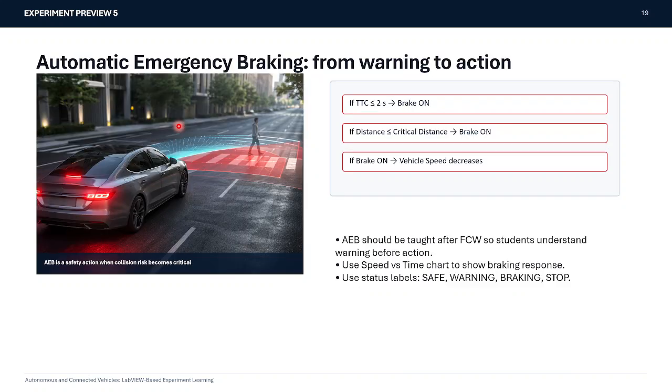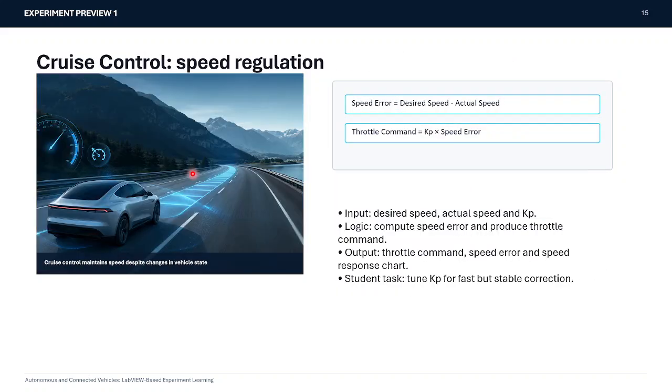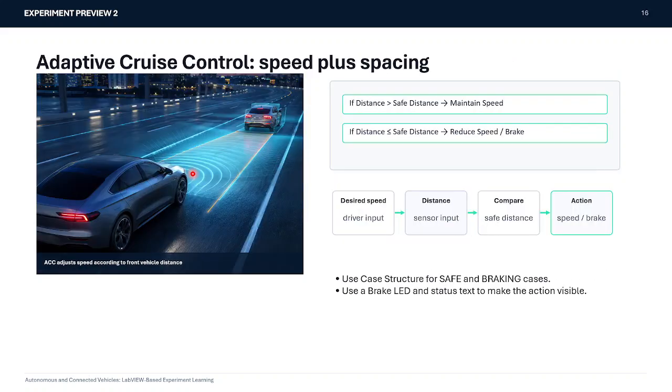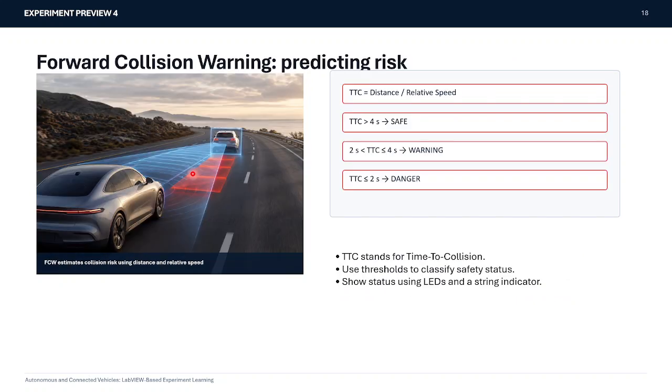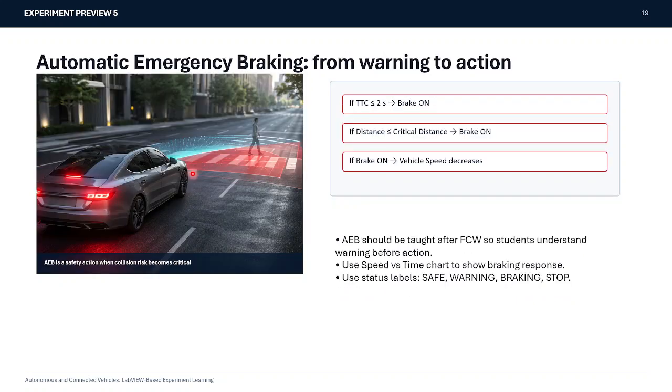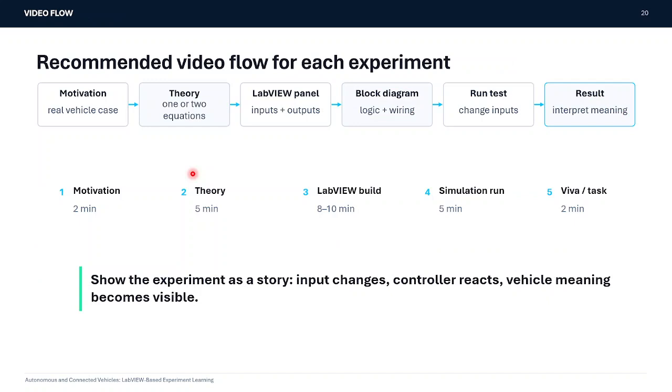Then the final experiment is emergency braking. Suppose a pedestrian or any object suddenly crosses, you have to identify it and apply the brake quickly. That is the main thing. So in this lecture series we study five different experiments: cruise control, adaptive cruise control, lane keeping assist, forward collision warning, and automatic emergency brake. This is the flow we follow in the lecture series.